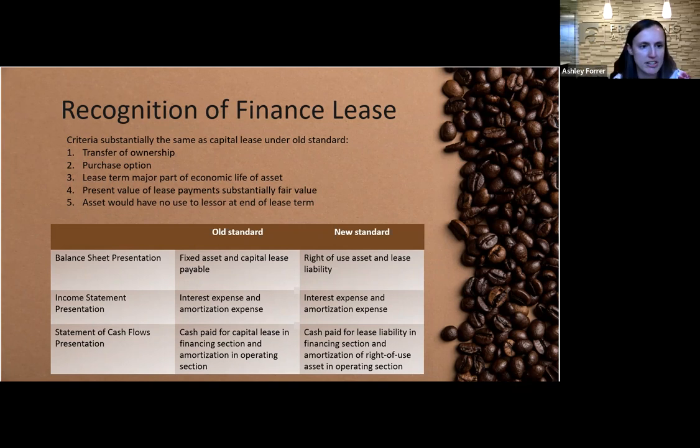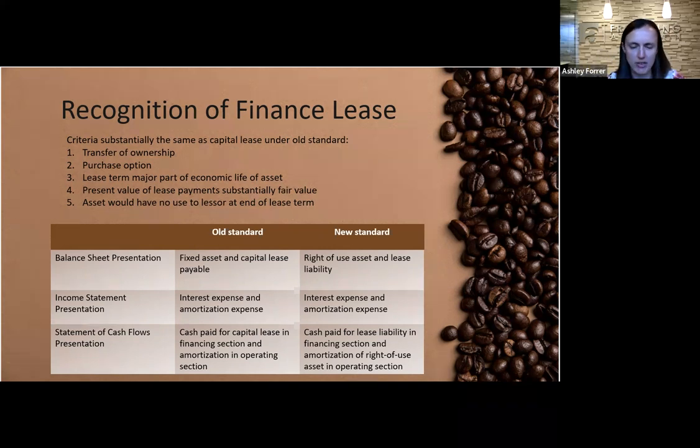We have our 5 criteria here, where if there's a transfer of ownership, or if there's a purchase option at the end of the lease term, like a bargain purchase price. So if you're leasing an asset and you have the option to purchase it for $1 at the end of the lease term, that would be an example of it qualifying as a finance lease. Or if your lease term is a major part of the economic life of the asset. And major, the standard doesn't define what major means.